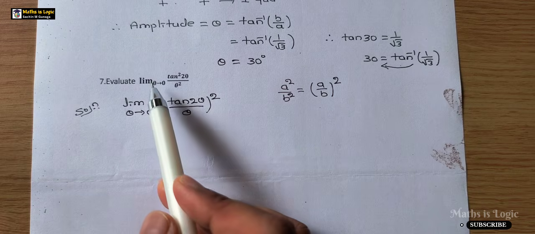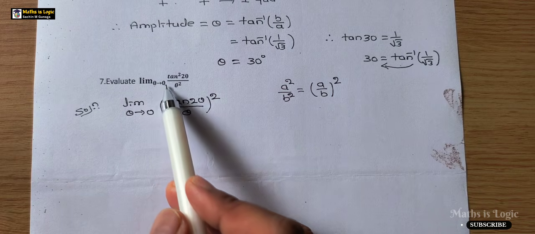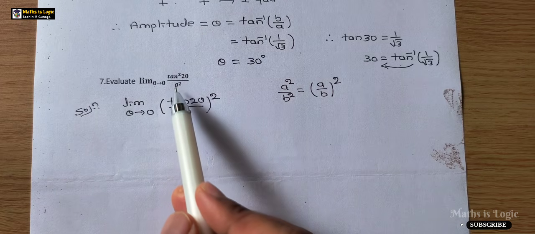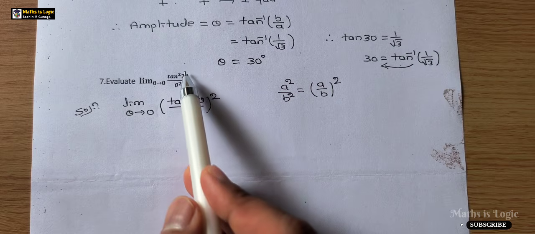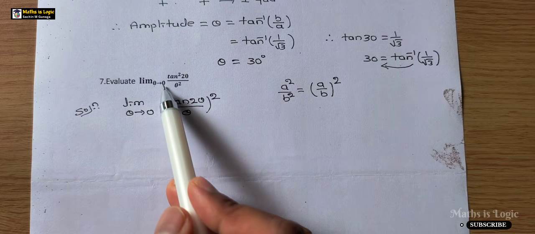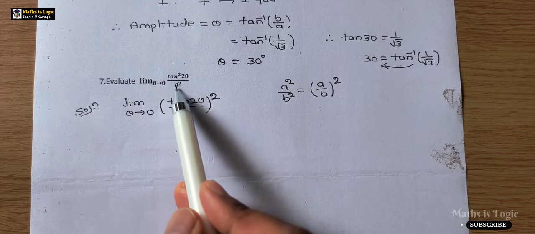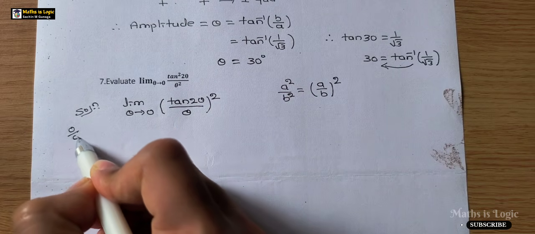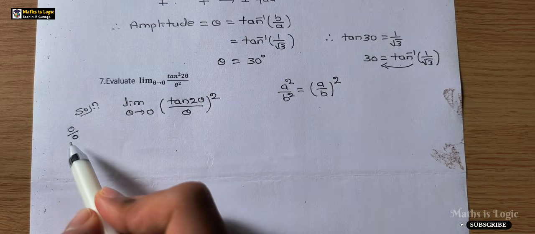So again, if you substitute theta is equal to 0 here, 0 into 2 is 0, tan 0 is 0, divided by 0 square, which is 0 only. Next, substitute in the denominator theta is equal to 0, so 0 square is 0. Therefore you are going to get 0 divided by 0 form, that is indeterminate.